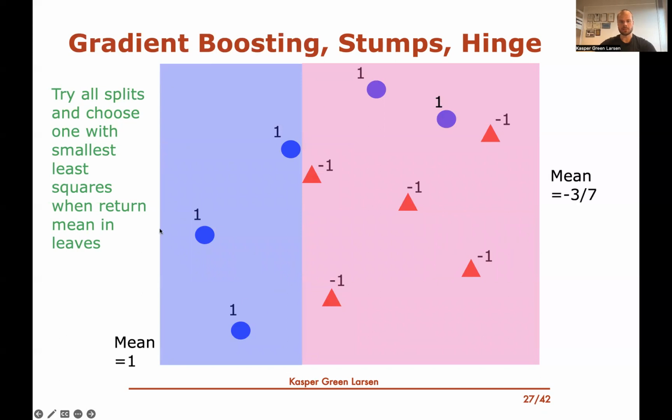In this example, the mean is 1 over here, and the contribution to the loss is 0. Over here, the mean is going to be minus 3 out of 7, if you sum up all these values. So that's the prediction that you would make in this leaf. So basically this is what we did: we trained one regression stump to minimize least squared loss, and we end up with the regression stump returning 1 over here, returning minus 3 out of 7 over here.